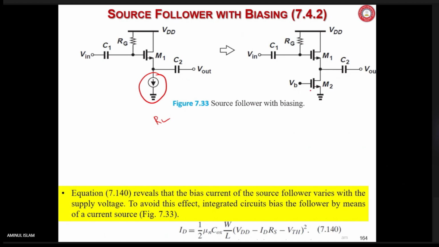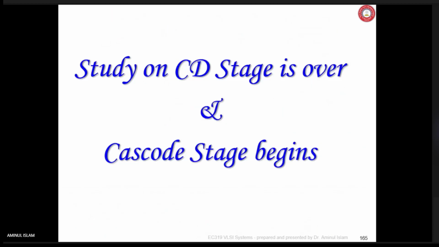Okay, and this constant current can be realized with a MOSFET here, that we have seen is going to offer RO. Yes or no? Yes, sir. Okay. With this, we are ending the study on the CD stage, and now we are going to work on the cascode stage.